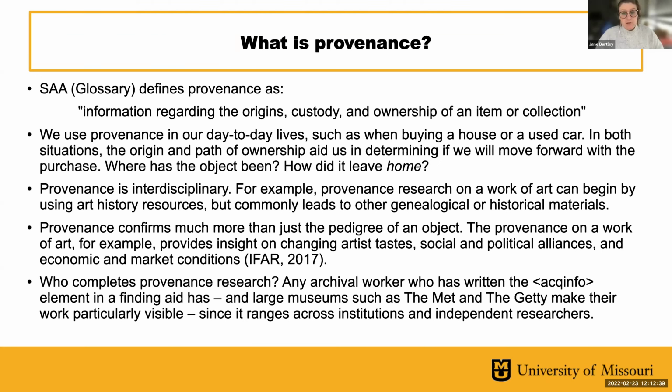The concept of provenance also spans across disciplines. Often research on a work of art, for example, will begin by utilizing art history resources. But as your research progresses, those resources can lead you to other things like genealogical or historical materials. Provenance tells so much more about an object than just the pedigree. Research on a work of art can provide insight on artist popularity, social and political alliances, and market conditions. What you can discover during provenance research really is unlimited.